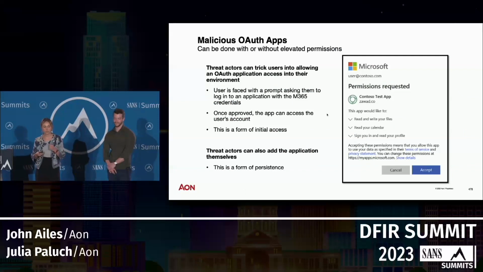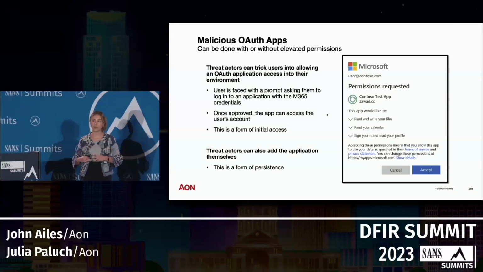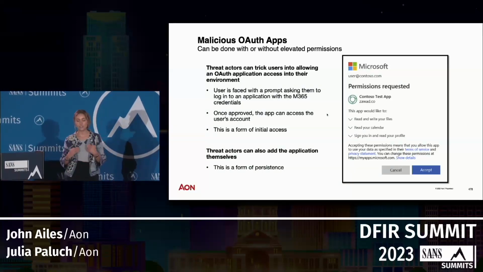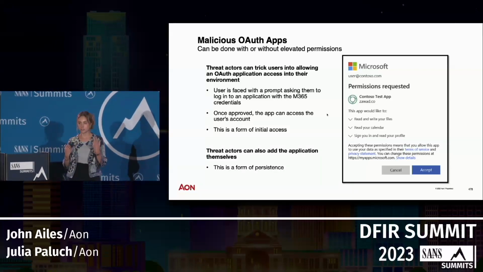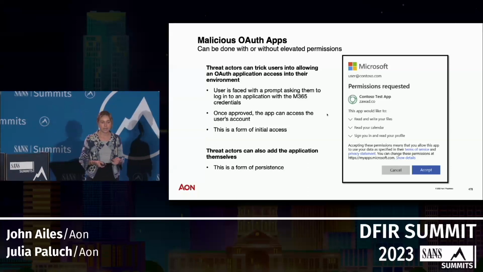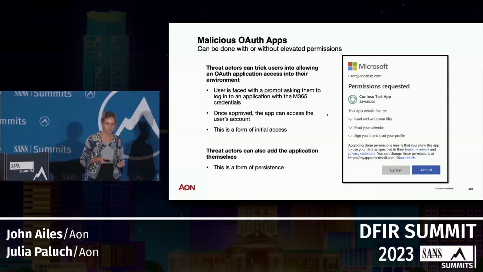All right, let's move on to malicious OAuth apps. These come in a couple flavors. The first one is a form of initial access, and that's when a threat actor will trick a user into accepting permissions requested by a suspicious looking app. By doing so, that user will allow the app to access their profile. So that's why it's a method of initial access. Threat actors can also add the application themselves if they happen to have admin access to the tenant. And so that's a form of persistence because they don't have to trick the user into doing anything.